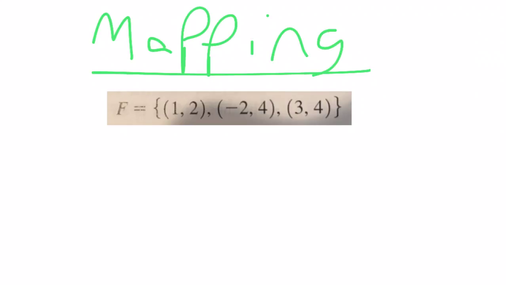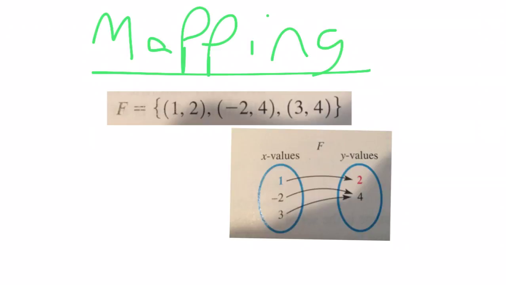Alright, so if we were to draw a mapping, it would look something like this. See how we have the x values in the oval on the left? The 1, -2, and 3. And then we have the y values on the right, 2, 4, and 4. Since 4 repeats as a y value, we only have to write that once in the oval with the y values.